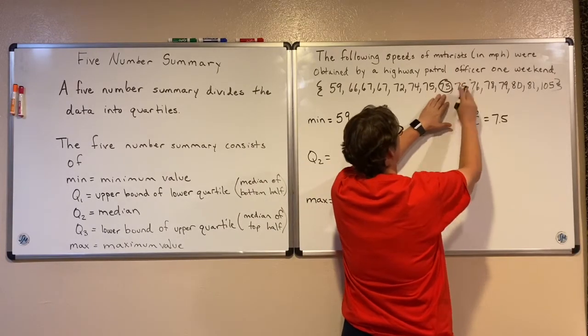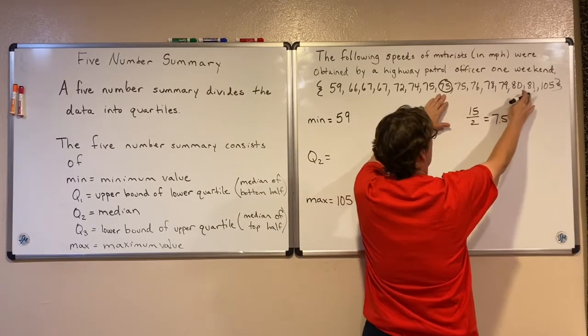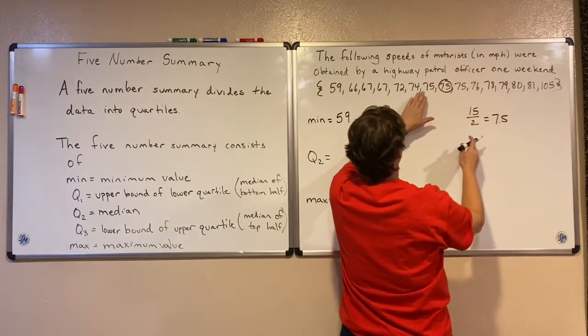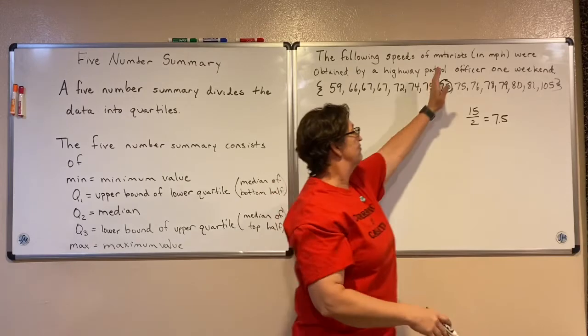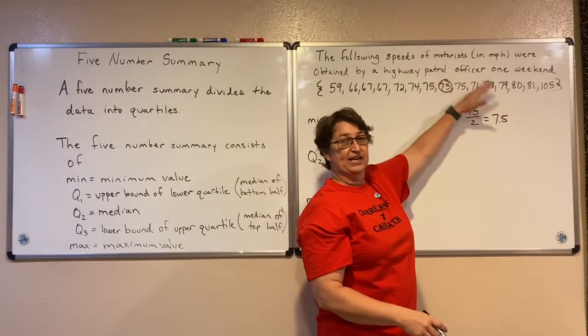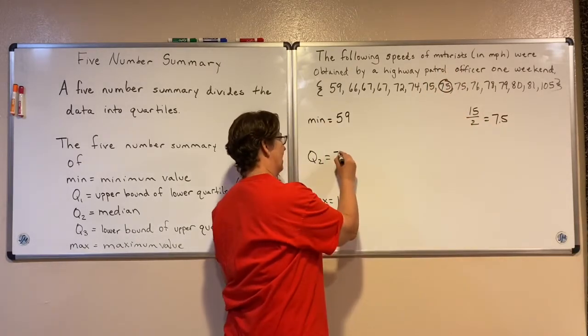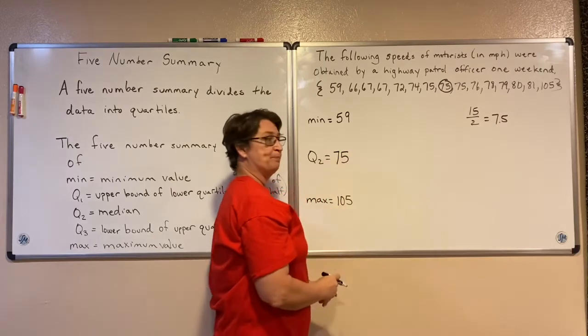This 75, 1, 2, 3, 4, 5, 6, 7 is above, and 1, 2, 3, 4, 5, 6, 7 is below. So we've split our data set in half. That 75 is our Q2.